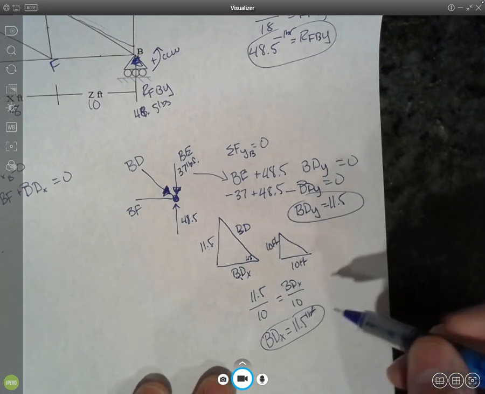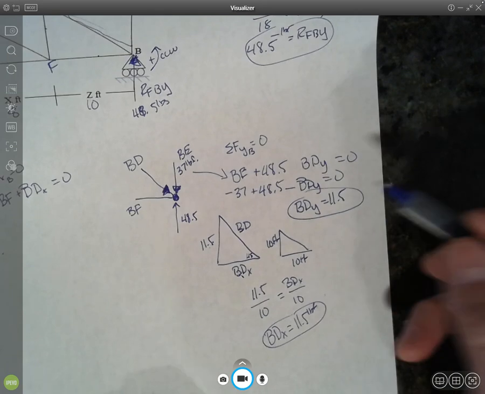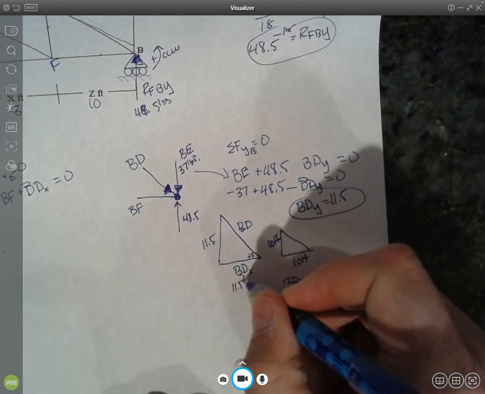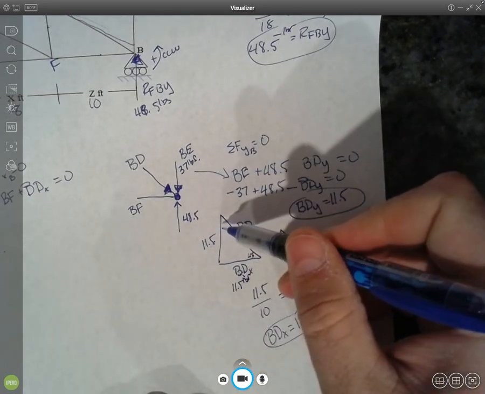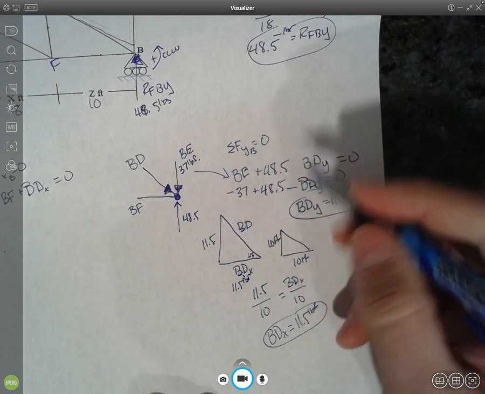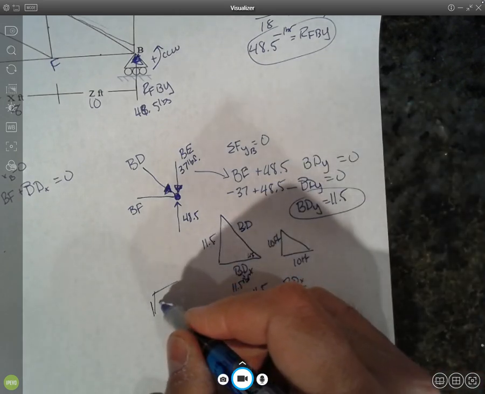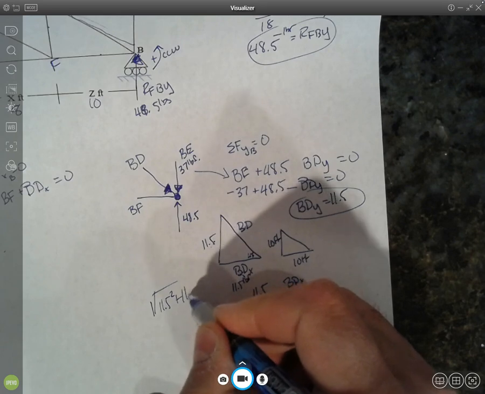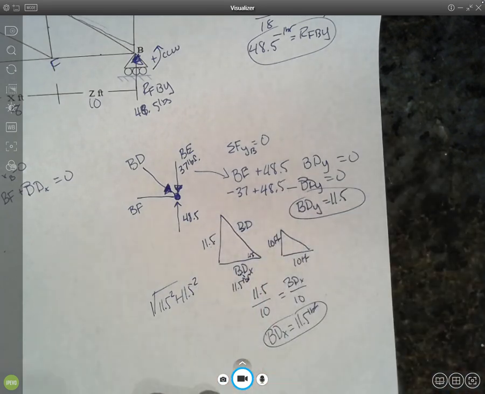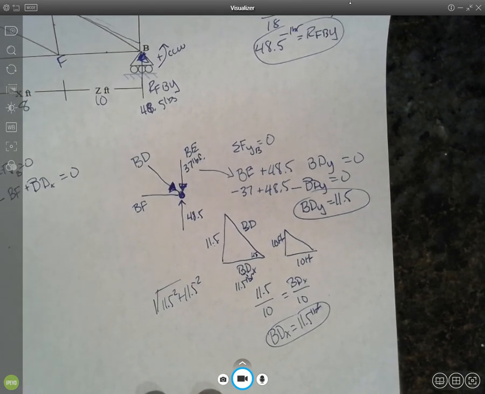But since we know BDX, now we want to know what BD is. So for BD, the Pythagorean theorem says 11.5 squared plus 11.5 squared, the square root of it, gives me what BD is. So let's go ahead and do that in our calculator.